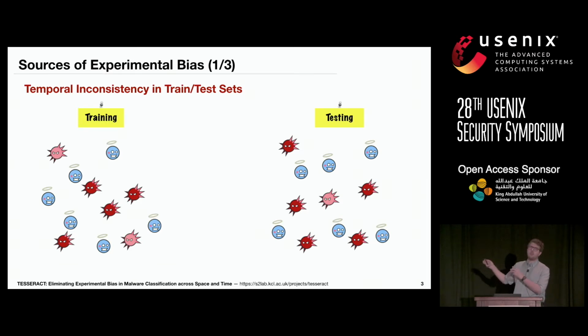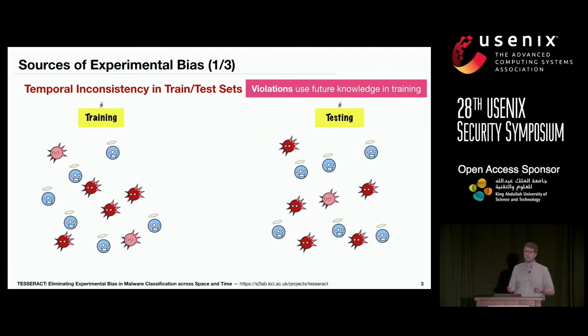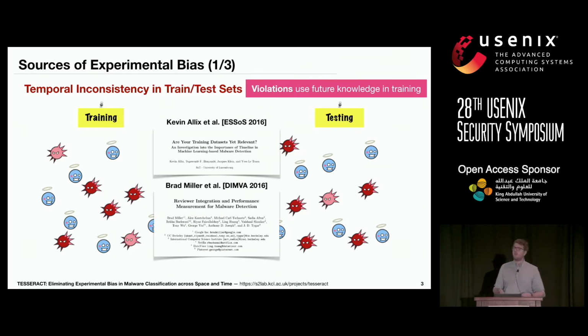And this does not represent a realistic scenario, because if we were to deploy this machine learning classifier, this new type of malware would have appeared only after some time. So basically, what's happening is that we are including future knowledge into the training set, and this inflates the performance of the classifier. This is not a novel finding. Kevin Alex and Brad Miller independently found and published it in 2016, but unfortunately, not too much changed in the community.